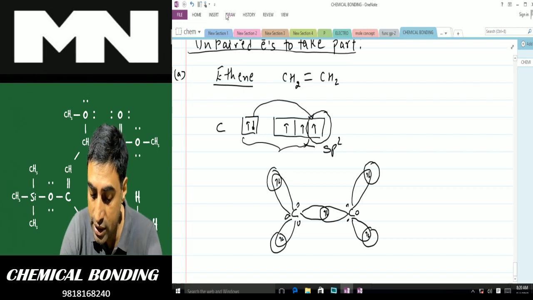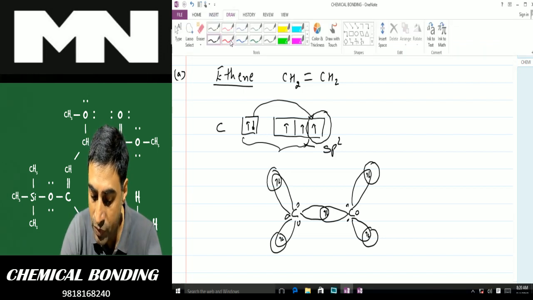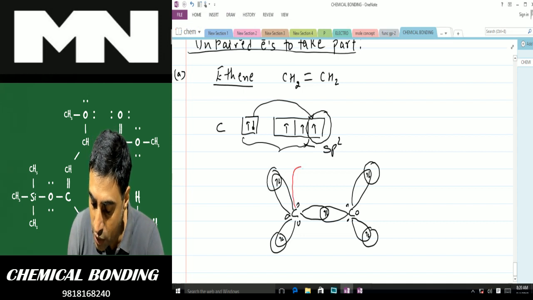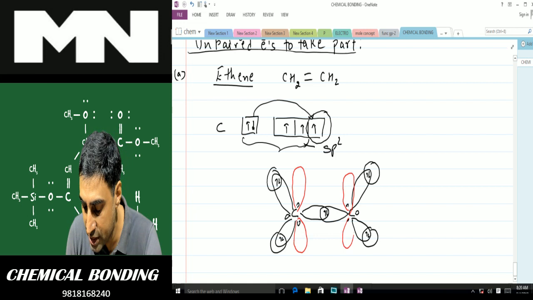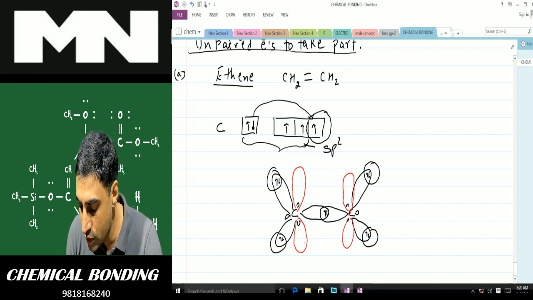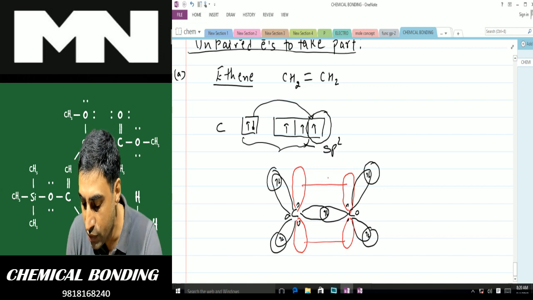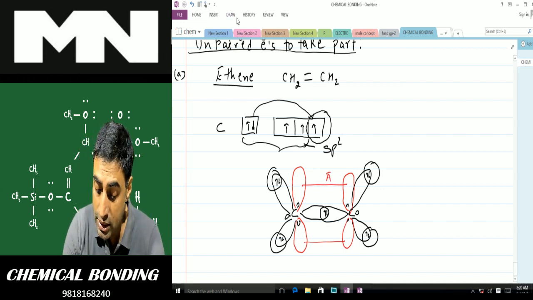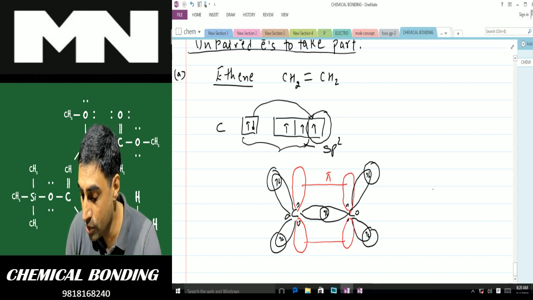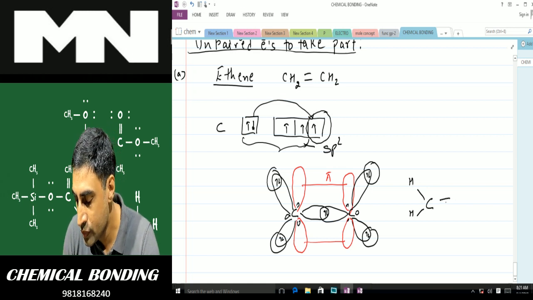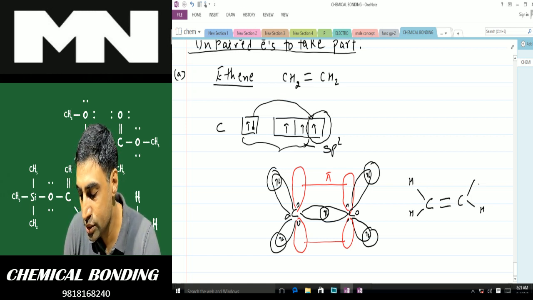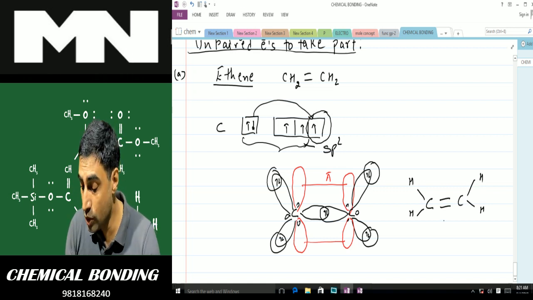If this electron has not undergone hybridization, we'll draw it completely. Now suppose this is the p orbital of one of the carbon atoms. This is not hybrid, this is a complete p orbital. Here I have another p orbital of the second carbon atom. These 2 p orbitals will overlap sideways and will lead to the formation of a pi bond. So in alkenes, we have a double bond, that is CH2 double bond CH2. And out of these 2 bonds, one is sigma and the other one is pi.